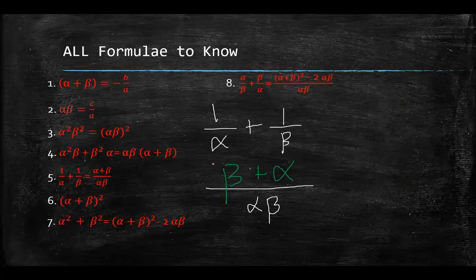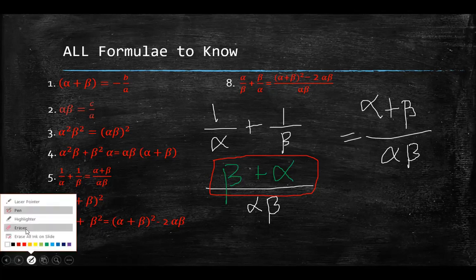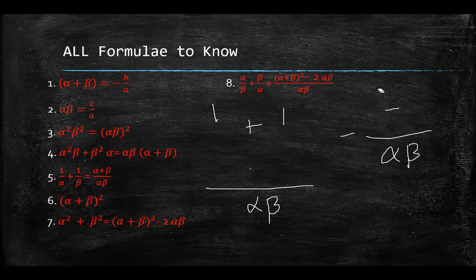Hold on. Can I write this any other way? You can rewrite this as alpha plus beta over alpha beta. And we know how to find alpha plus beta, and we know how to find alpha beta. Exactly. Easy thing. See? Next one.